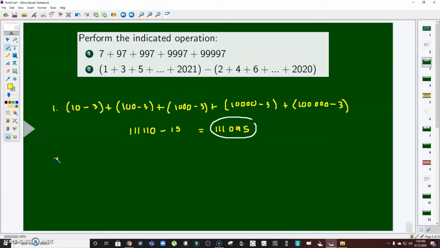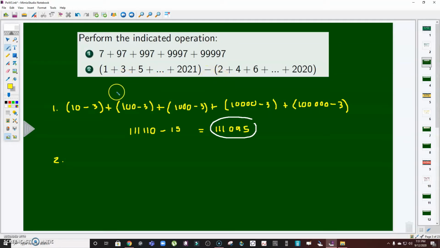Okay, so let's have number 2. In number 2, we're going to get the difference of 1 plus 3 plus 5 up to 2021 and 2 plus 4 plus 6 up to 2020. Alright, so what we're going to do here is by careful observation, alright?